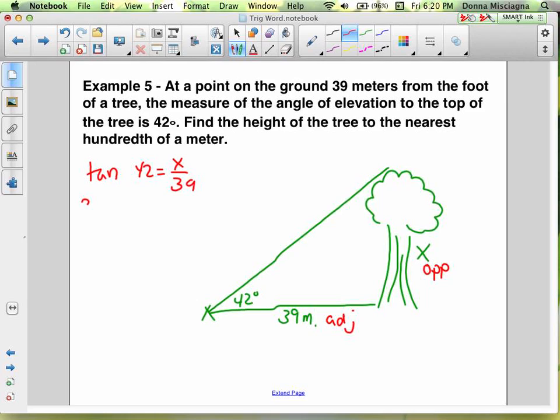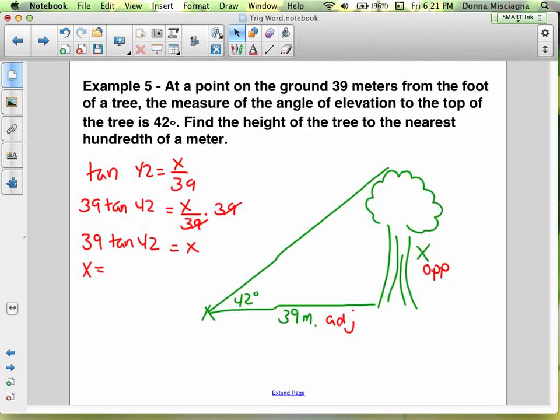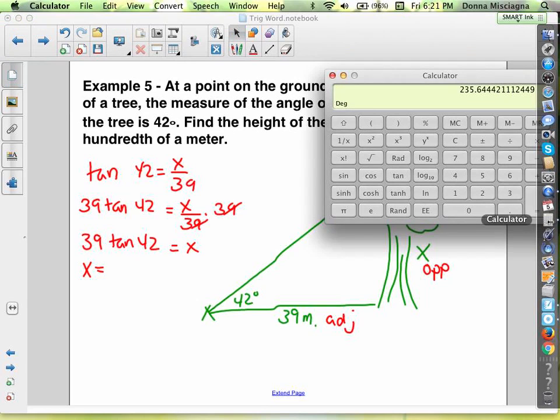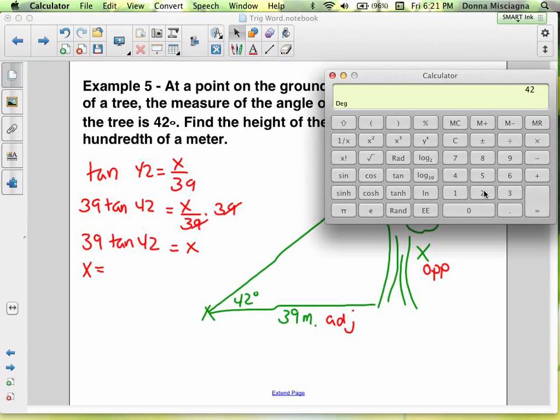Multiply both sides by 39. So we have 39 tangent 42 equals x over 39 times 39. That cancels. So we have 39 tangent 42 equals x. And now we'll plug that into the calculator. So 42 tangent times 39. The tree is 35.12 feet tall.